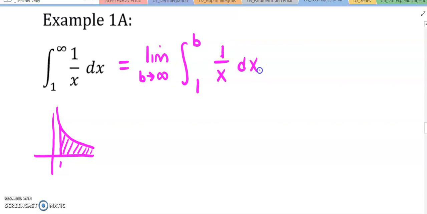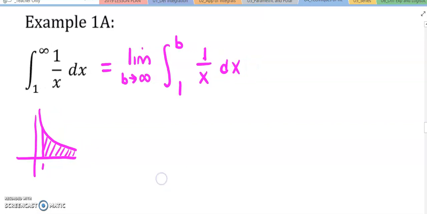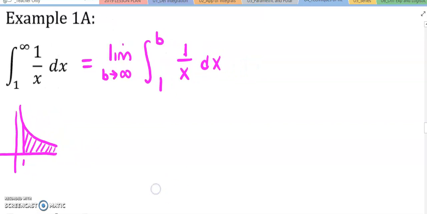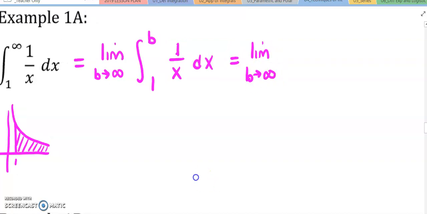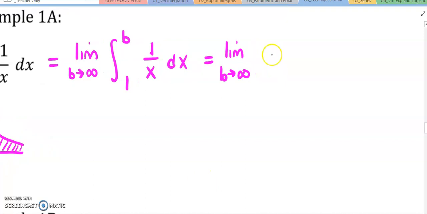It's important to have this notation here. We're never going to plug infinity in. We're going to approach it. So we're going to continue to write that limit notation. We still write the limit as b approaches infinity, but now I'm going to take its antiderivative, which we know to be natural log of x.